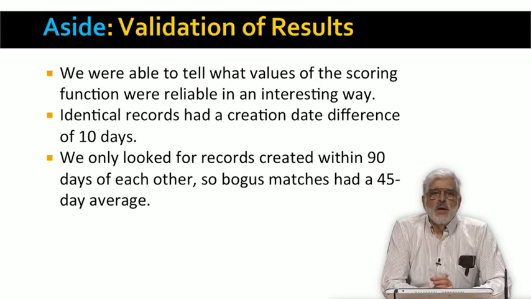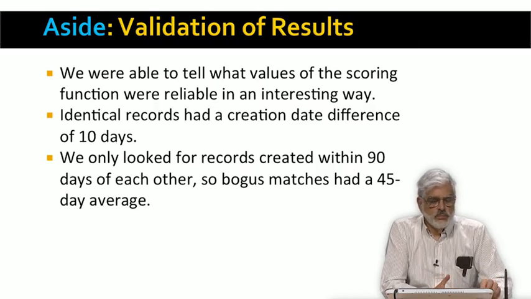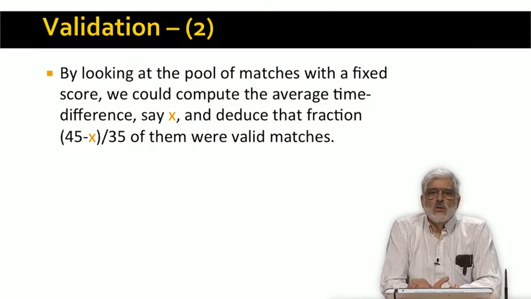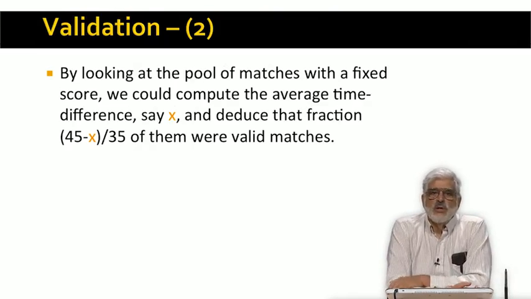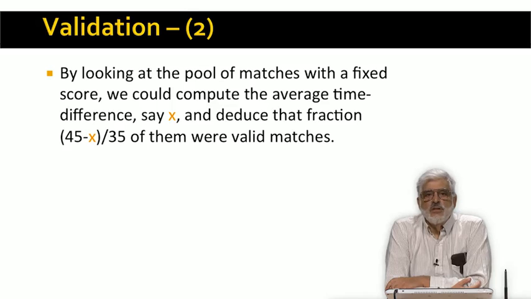Now, if you take a random A record and a random B record, where the A record happens to have been created between 0 and 90 days before the B record, you'll get an average delay of 45 days. These records are almost certain to represent different people because they were chosen at random. So let's look at a pool of matches, say those with score 200. Some will be valid matches, and their average difference in creation dates will be 10. Others will be false matches, and they will have an average difference in creation dates of 45. Suppose that within this pool, the average difference is X.